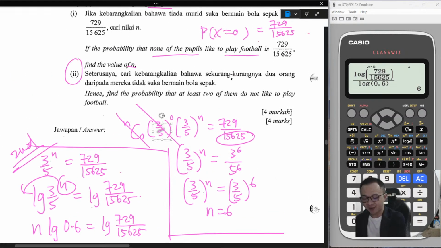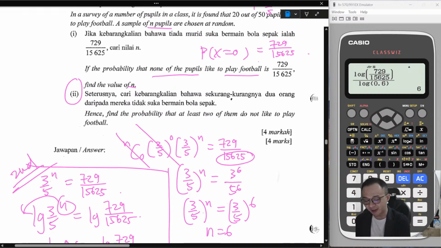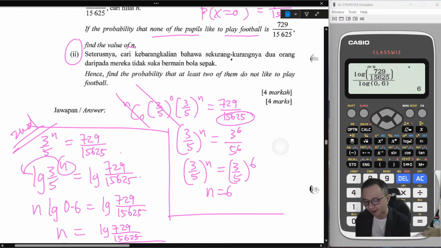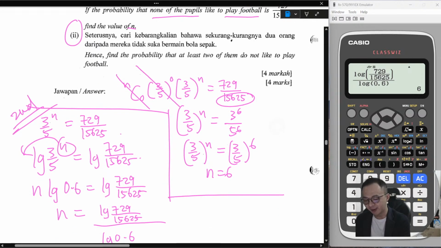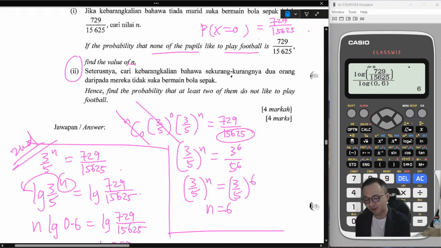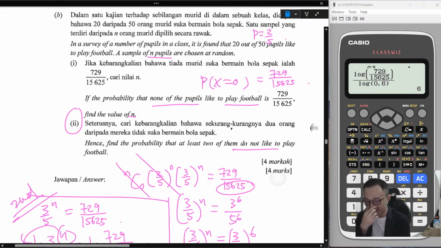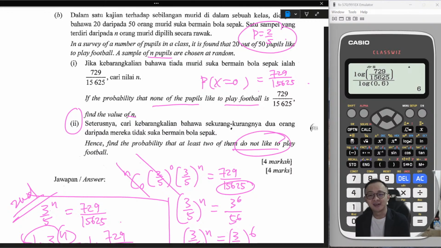Okay, we still have a next part. Find the probability that at least 2 of them do not like to play the football. Okay, so we have 6 of them, right? At least 2 of them do not like to play. This one depends on how you want to do it. Either you change the p or you remain the p as 2 over 5. p right now is the probability of students who like to play, right? But right now they are talking about do not like.